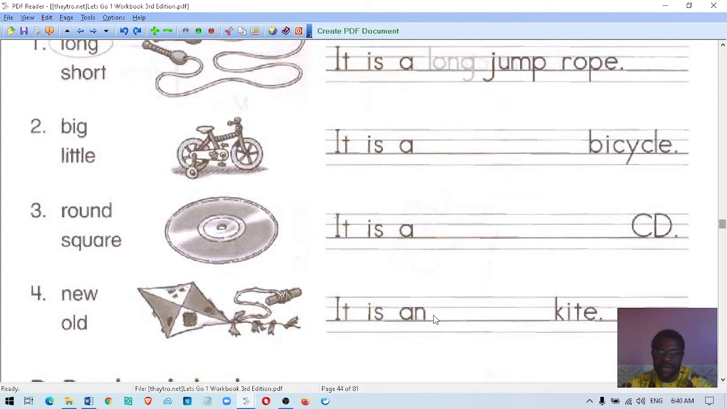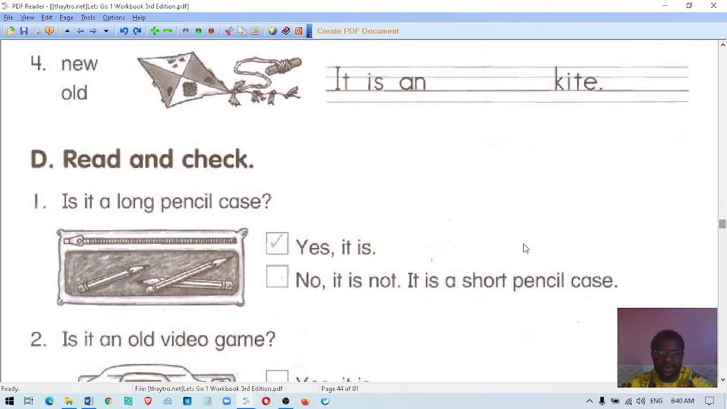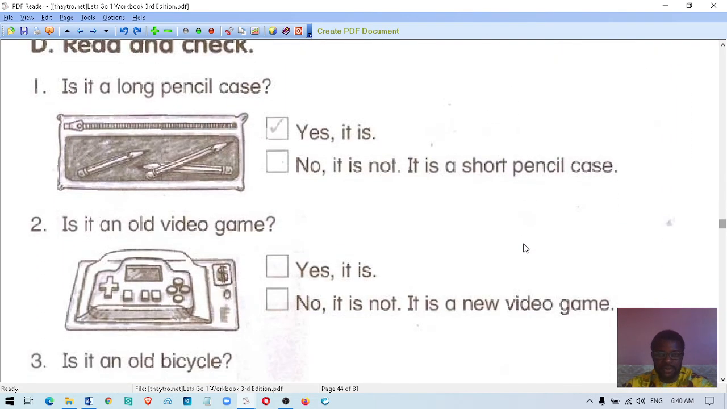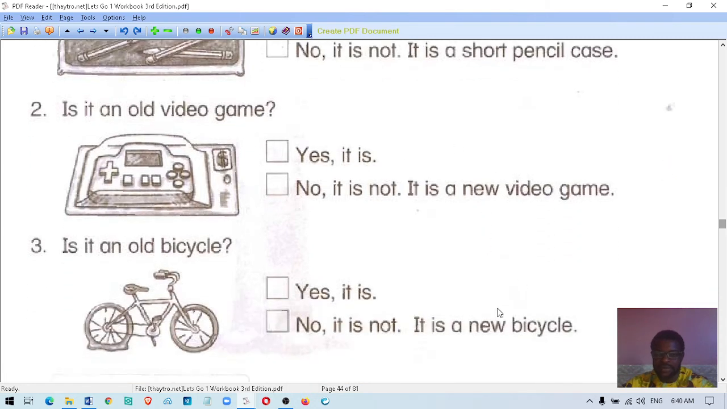It is, it isn't, it is, what is this? It is an old kite. If you have done this, it's okay. You just scroll down and also learn how to spell pencil case, how to spell video game, how to spell bicycle.